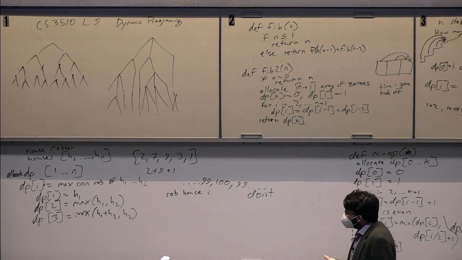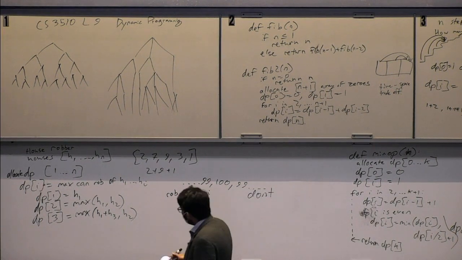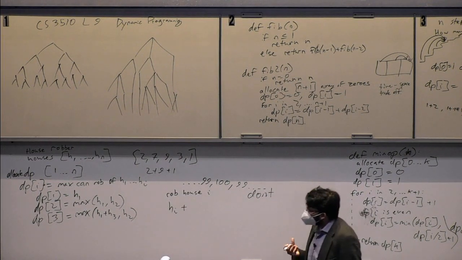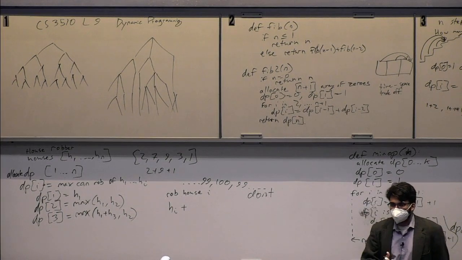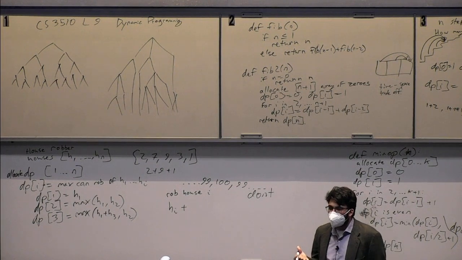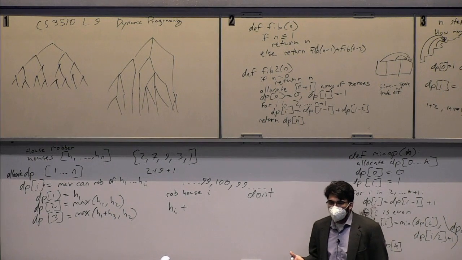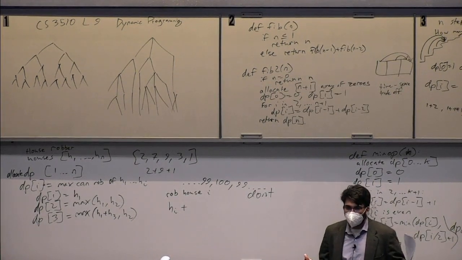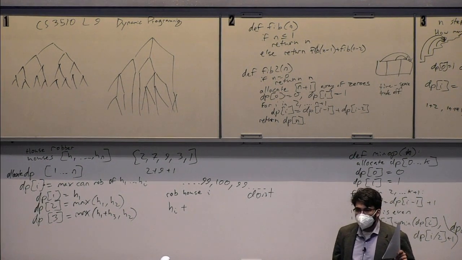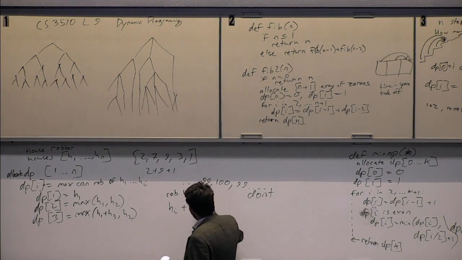What is the value if you choose to rob house I? If you choose to rob house I, you will earn H of I plus the max you could rob from all the previous houses, right? But if you rob house H of I, you cannot rob house H of I minus 1, right? But you can rob a subset of houses from H1 to HI minus 2. The max you can rob from H1 to HI minus 2 is going to be DP of I minus 2.